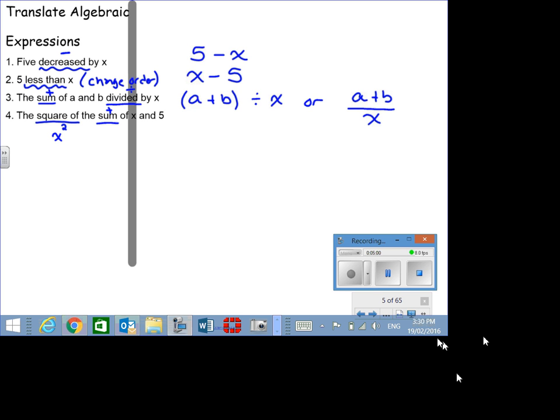And then it says, number 4, the square of the sum of x and 5. So I have squaring something, but what I'm squaring is the sum of x and 5. So I have the sum by adding x and 5, and then I'm going to square that sum. So again, brackets are used. Sometimes it's insinuated, it doesn't say directly that we're using brackets, but we have to add the brackets in.